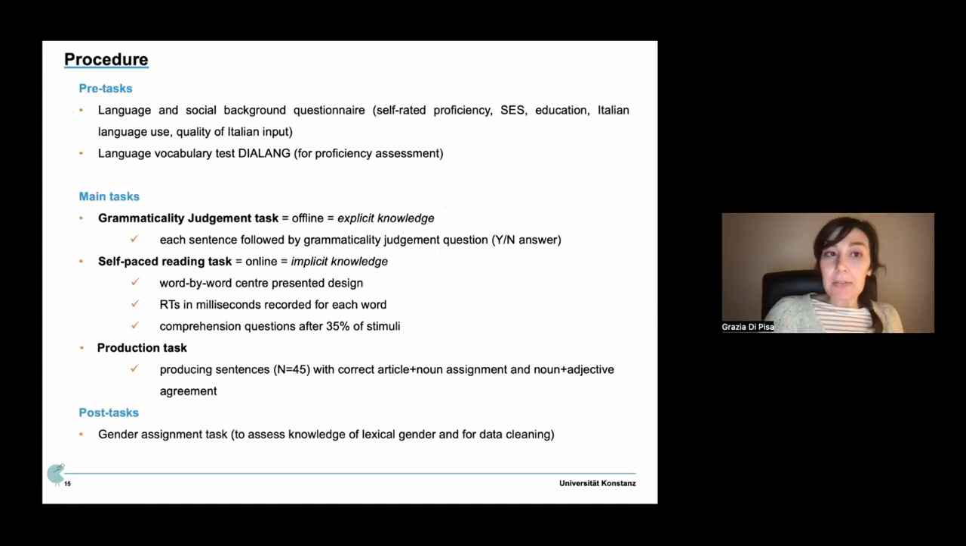In terms of the procedure and the task, we had a pre-task: a language and social background questionnaire to have more information and details about our participants. We also had a language vocabulary test, and we used a dialogue to test for their proficiency. The main tasks: we had a grammaticality judgment task, which was offline and testing more explicit knowledge. Then we had a self-paced reading task, which was online and instead testing their implicit knowledge of gender. And we also had a production task, where they needed to orally produce a sentence with correct assignment and agreement. As a post-task, we had a gender assignment task to assess their knowledge of lexical gender of the critical nouns that we used, and also for data cleaning.